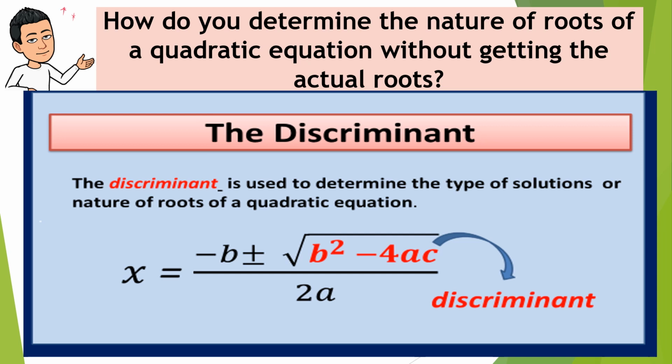And the formula here is from this quadratic formula. That is the expression b squared minus 4ac. That's what we call our discriminant. Now this is a radicand, an expression inside the radical sign.